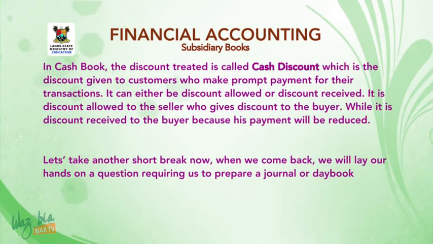In the cash book, the discount treated is called cash discount, which is the discount given to customers who make prompt payment for their transactions. It can either be discount allowed or discount received. It is discount allowed to the seller who gives the discount to the buyer, while it is discount received to the buyer because his payment will be reduced.